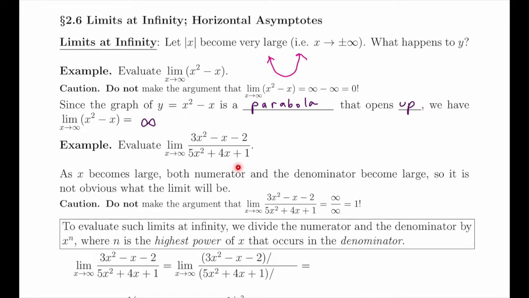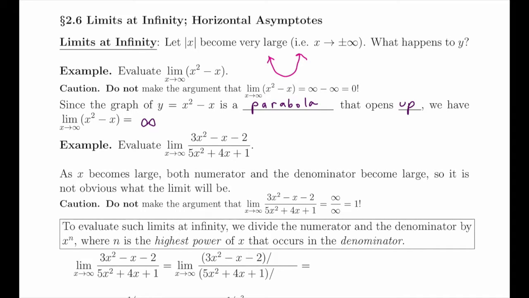Drawing this is not going to be easy, so let's not do that. Now, I have a caution here again, and I will often see students say, well, the numerator is going to go towards infinity because it's a parabola that points up, just like this one. And the denominator is also going to go to infinity for the same reason. So then we'll have infinity over infinity, and that's 1. This is also wrong. Infinity over infinity is actually an indeterminate form. It's not going to be 1. They won't have the effect of canceling out or anything like that.